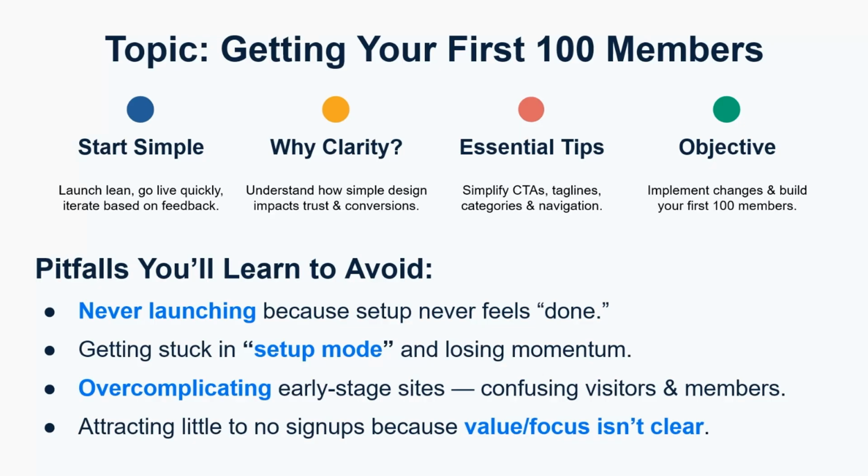And 99% of the entrepreneurs who are never able to succeed, it is because of that. If they were not able to launch within record time, over time they lose interest. They get distracted with 100 different things happening in their life. Getting stuck in setup mode equals losing momentum. And in the early stage, if we overcomplicate things, it is going to confuse visitors and members. We will not get the first 100 members if we do that. And that's it. We can move to the next slide.